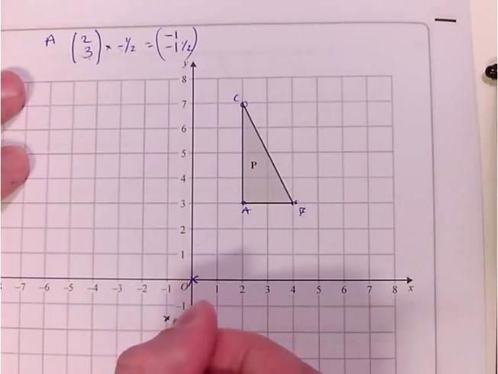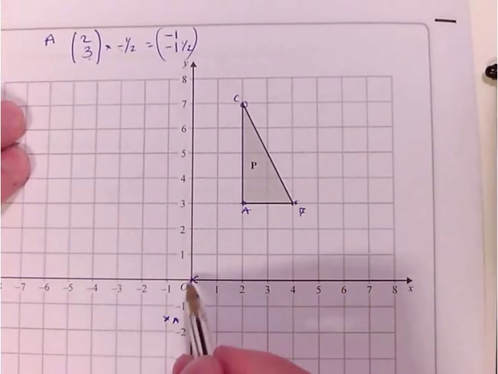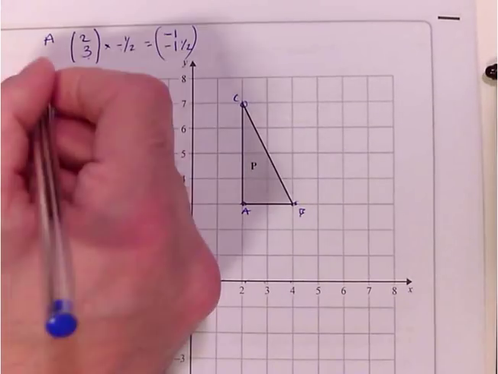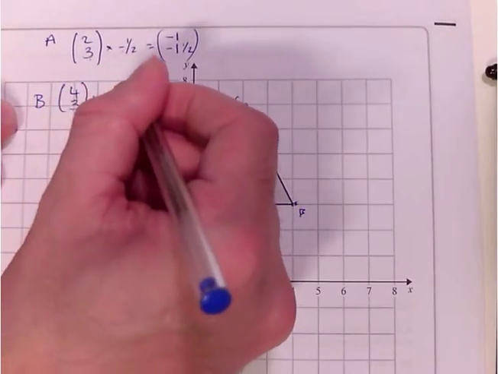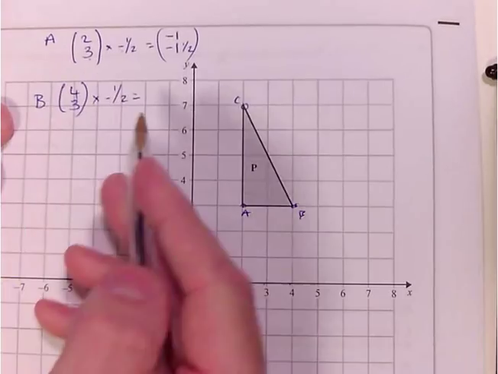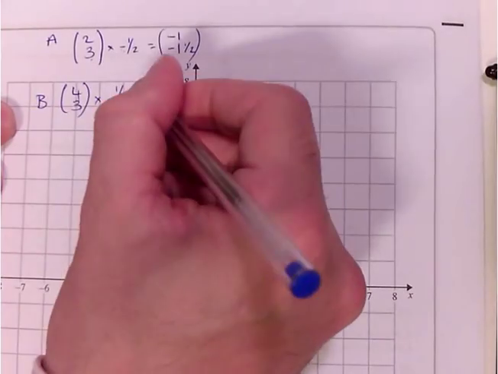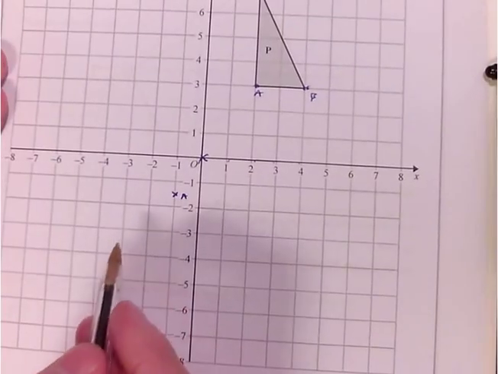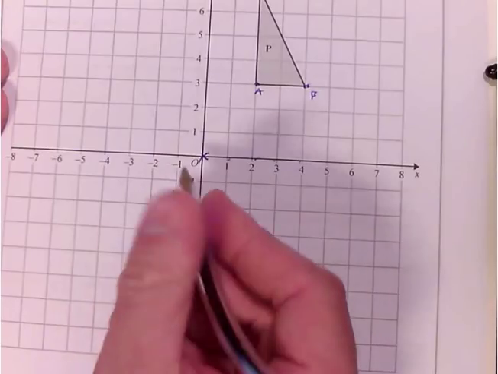I'm going to repeat it for point B. Vector would be 1, 2, 3, 4 across, and it would be 1, 2, 3 up. 4, 3. Times -1/2. Half of 4 is 2, so that's a -2. It's a minus. Half of 3 is 1.5. It's a -1.5. So my new vector there is going to be 2 across, 1.5 down. There's my B.